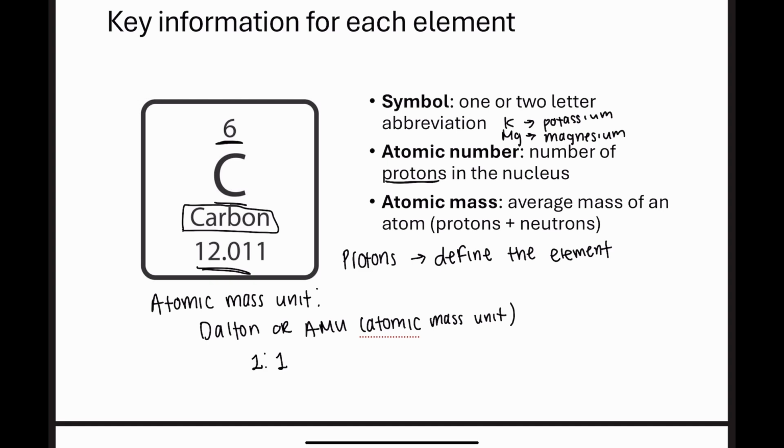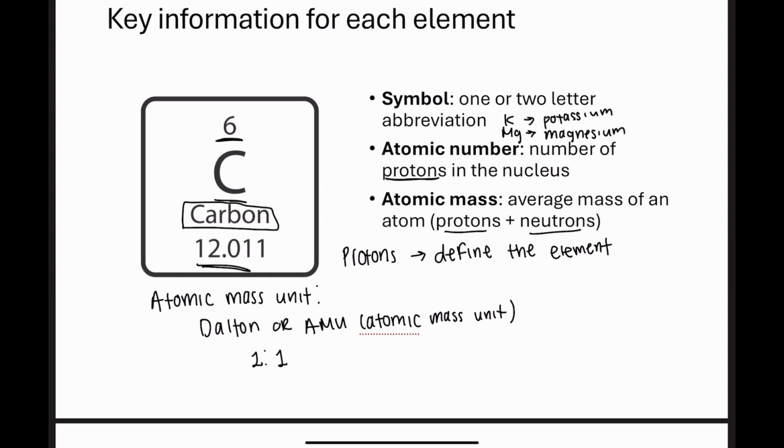And the average weight of our atom, that is what our atomic mass is telling us, and it is the weight of our protons and our neutrons. So every single proton has the weight of 1 Dalton, and every single neutron has the weight of 1 Dalton. We do not consider our electrons when we're talking about the atomic mass because they are so lightweight that they are negligible to the weight of that atom.